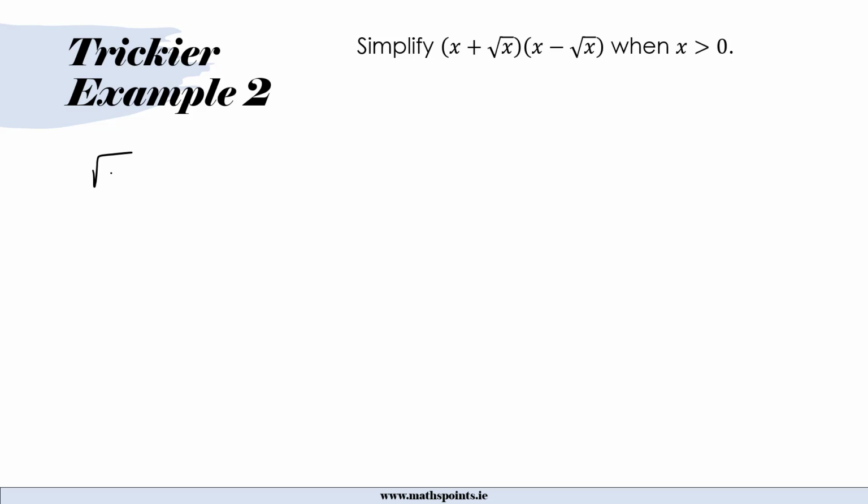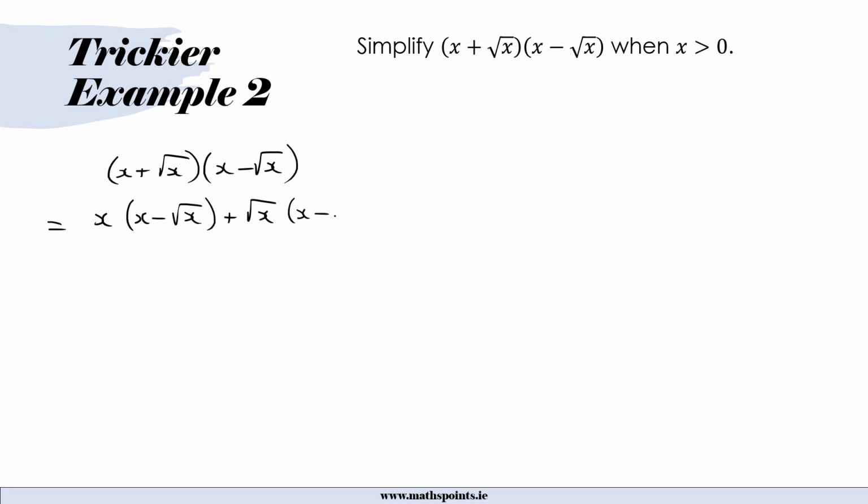So we have x plus root x, and that's multiplied by x minus root x. So we're going to open up the brackets again, so it's x on x minus root x, plus root x on x minus root x. So multiplying it out, we have x by x is x squared.